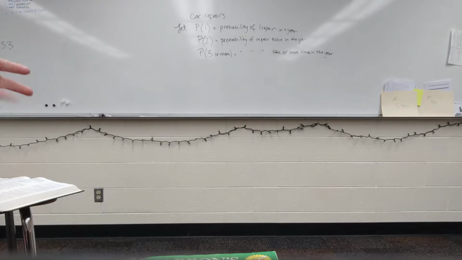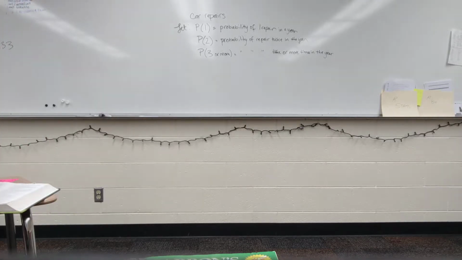So the first step in doing these thoroughly is to write out what you're going to let all your notations mean. So the question said, a consumer organization estimates that over a 1-year period, 17% of cars will need to be repaired once, 7% will need repairs twice, and only 4% will require 3 or more repairs. What's the probability that a car chosen at random will need no repairs? Well, we know the probability of 1 repair. We know the probability of 2 repairs. We know the probability of 3 or more repairs.